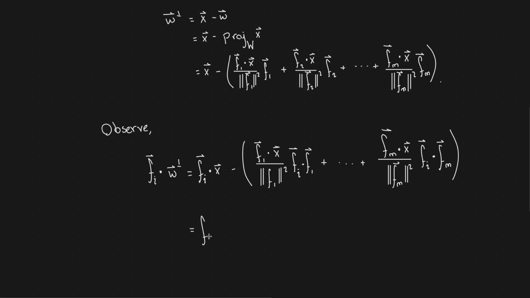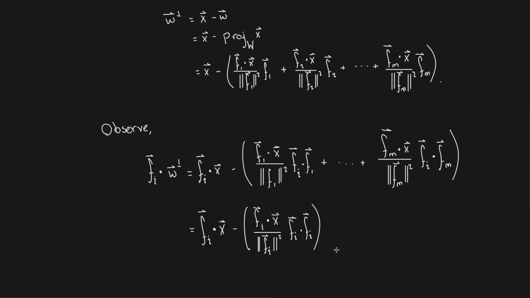So I get fi dot x minus, and then the only one that's going to be left here is fi. And that's going to be true for any subscript i. All the other ones are going to vanish because they're just equal to 0, since the dot product will be orthogonal, since we're dealing with an orthogonal basis.